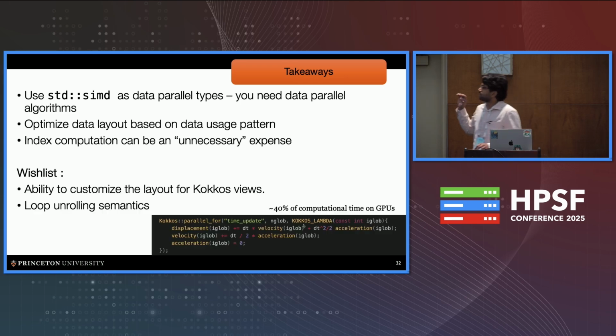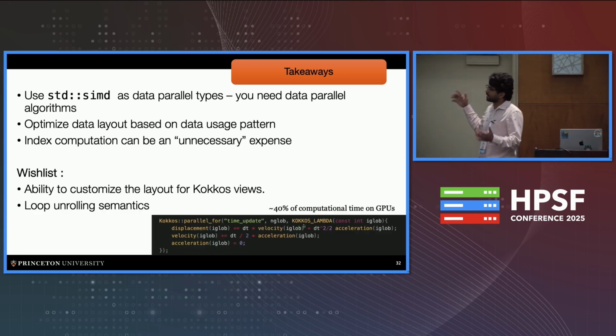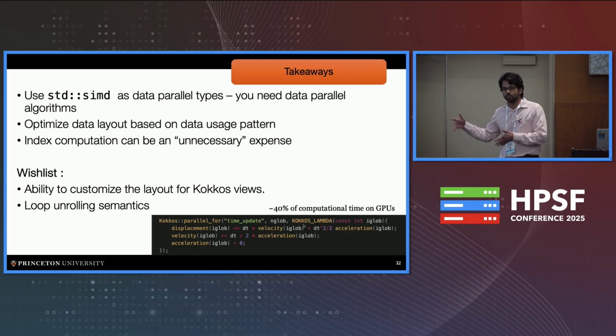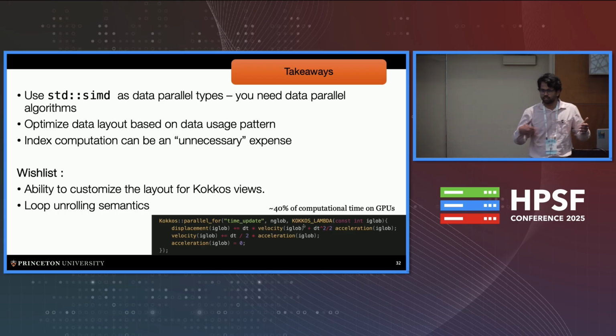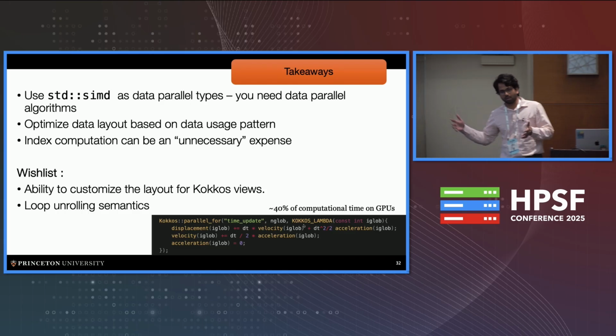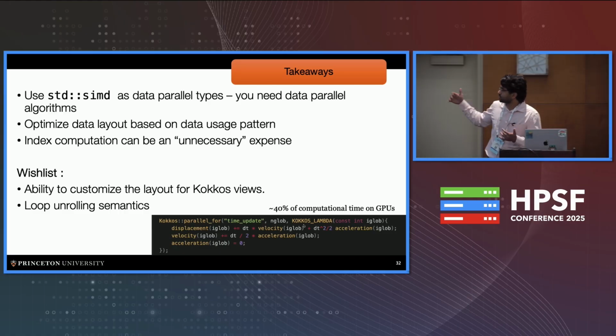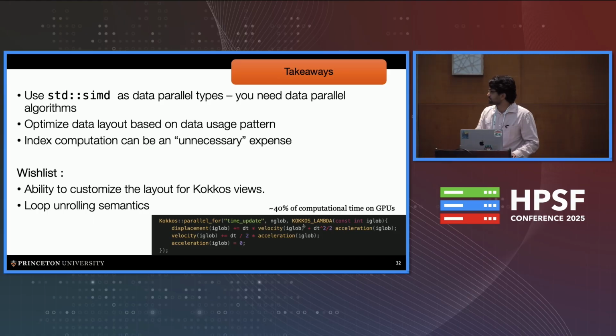The last thing I had was a wish list. Right now I'm using Kokkos views as my data storage and std span as my mapping. So, the ability to customize the view layout. I know that Damien spoke about it. It's coming in 4.7, so that'd be awesome.